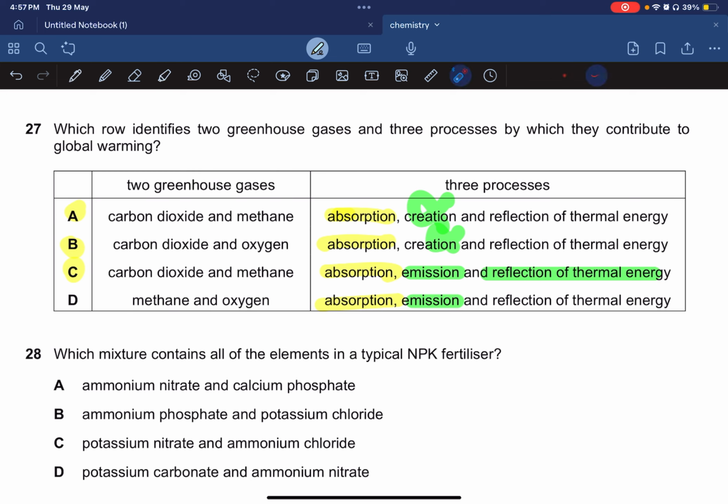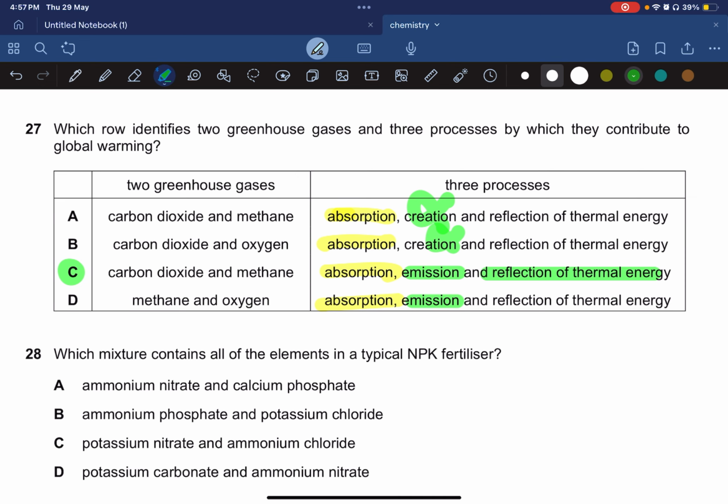That's simple logic. Absorption, okay, it absorbs it, then it emits it, and then reflection of thermal energy, it reflects it back to the earth. So that's what's happening. So making option C the correct one. So that's going to be C, because creation has nothing to do with the greenhouse gas effect.